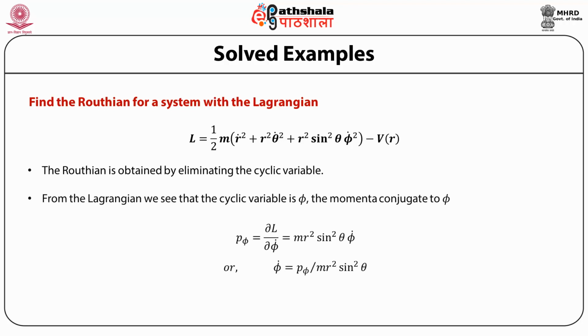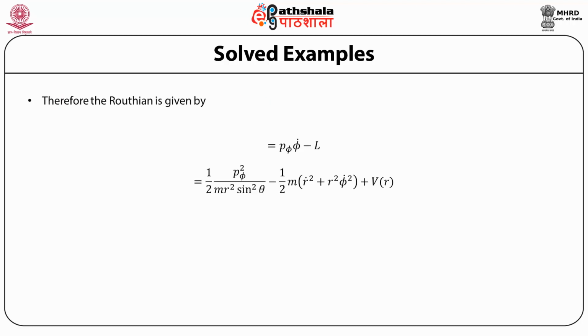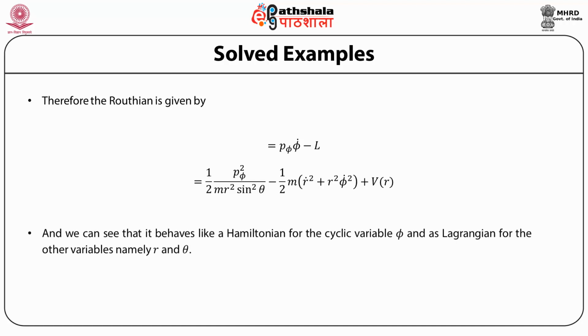From the Lagrangian, we have p phi is equal to dL by d phi dot, that is, the momentum conjugate to the cyclic variable phi is m r square sin square theta phi dot. We have phi dot in terms of p phi by m r square sin square theta. Therefore, the Routhian is given by p phi phi dot minus L. So substituting for phi dot from there, the Routhian is 1 by 2 p phi square by m r square sin square theta minus half m (r dot square plus r square theta dot square) plus V of r. So it behaves like a Hamiltonian for the cyclic variable phi and as a Lagrangian for the other variables r and theta.